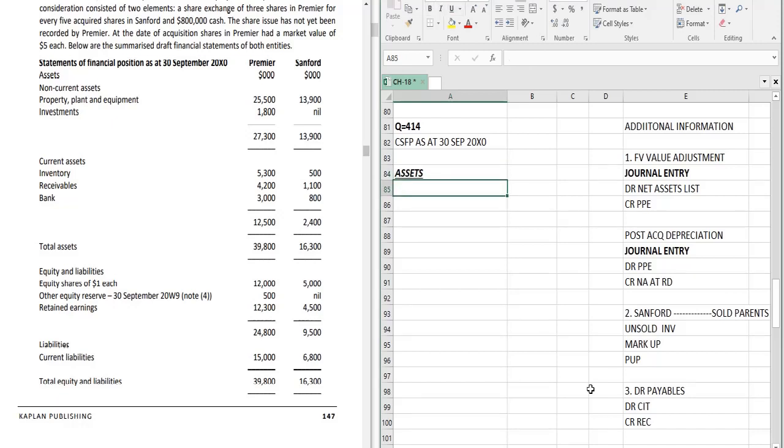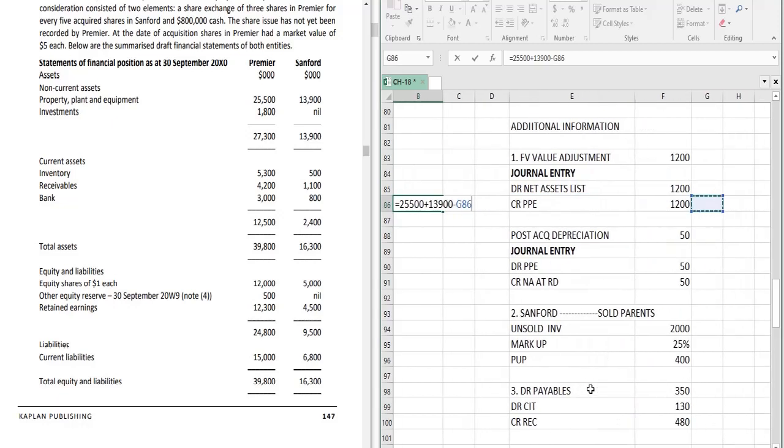Okay, and below it is NCA, non-current assets. First we will add PPE. Just have a look at the formula bar, what I am writing. So non-current assets of parent is 500 and subsidiary is 13900. We will deduct the fair value adjustment and add 50, the post acquisition depreciation. Because why? Because it is below the carrying amount.